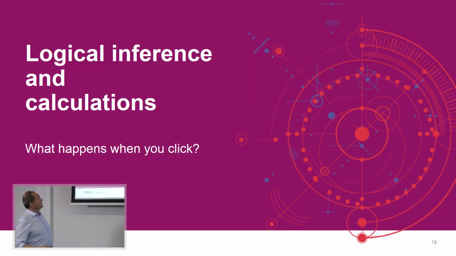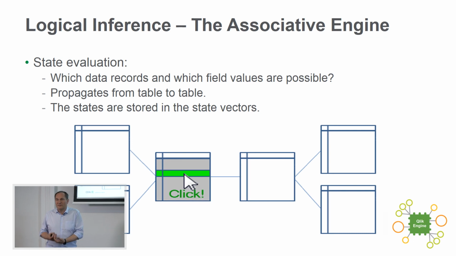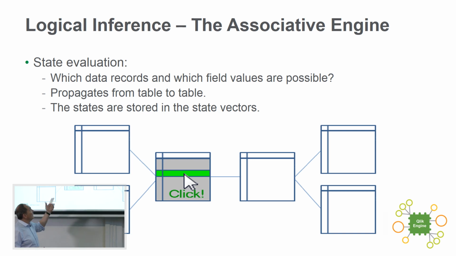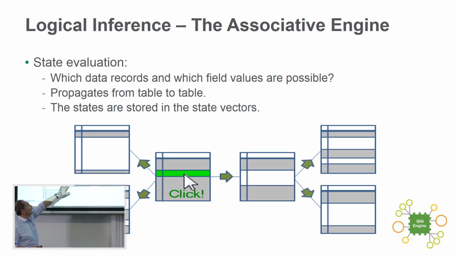Now, let's go into the logical inference and calculations. First of all, when you make a click, that's when the logical inference kicks in, and we evaluate all the field values and calculate whether they should be green, white, or gray. And you should think of it this way: I click on a field in a table, and then we evaluate all the records in that table. And when that is done, the evaluation propagates to the other tables.